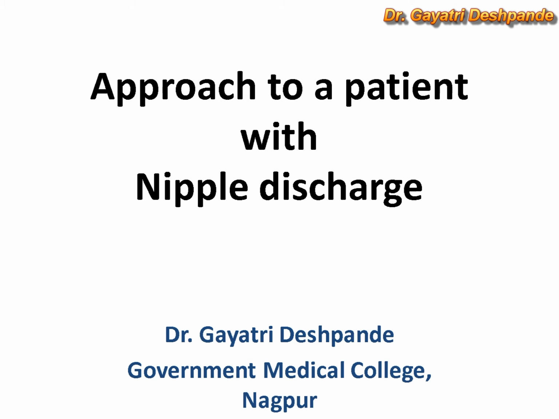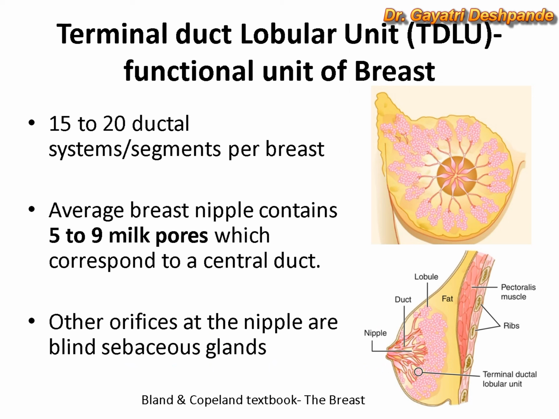the breast. The functional unit of a breast is the terminal duct lobular unit. There are 15 to 20 such systems or segments in each breast. On an average, 5 to 9 milk pores, each corresponding to a central duct, open into the nipple, and the other orifices that are seen at the nipple are the blind sebaceous glands.